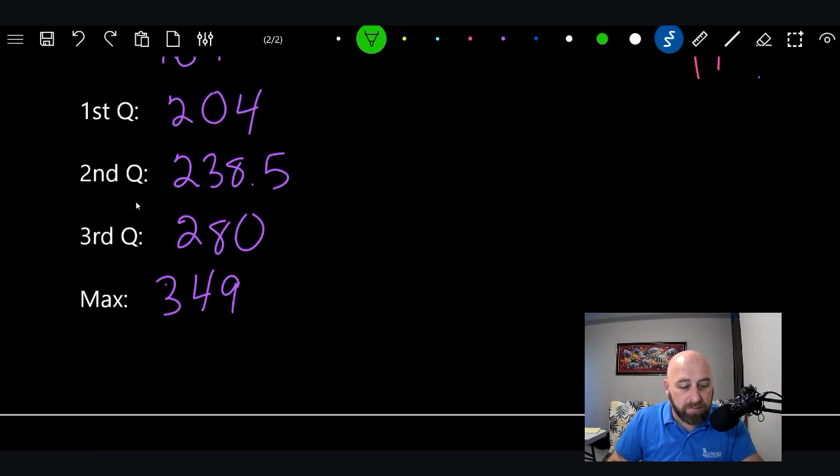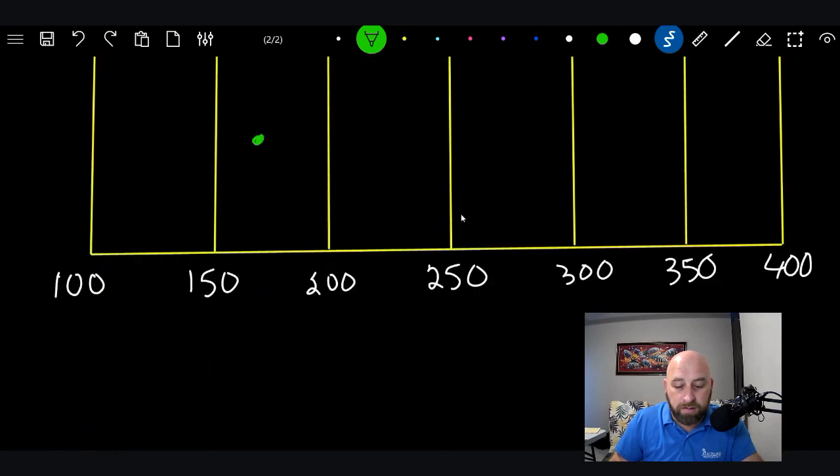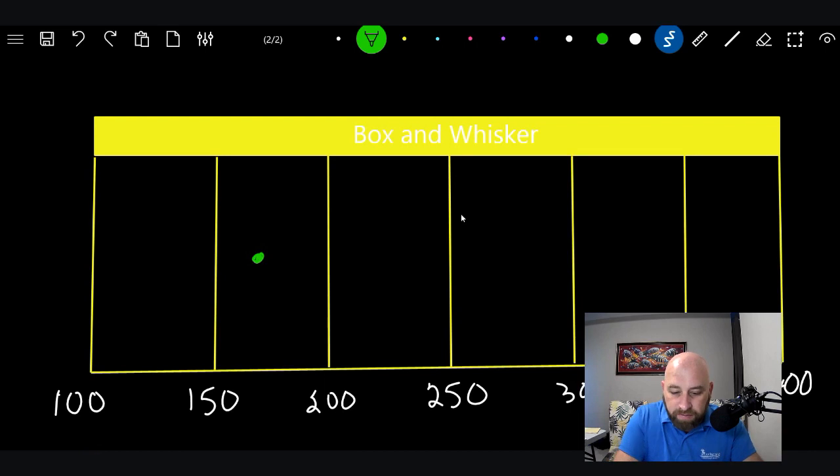So now what we want to do is put our maximum point on there. So let's go to maximum 350 or 349. So we're going to go to 350. It's just about at 350. All right. So we'll put it right there, right before 350.